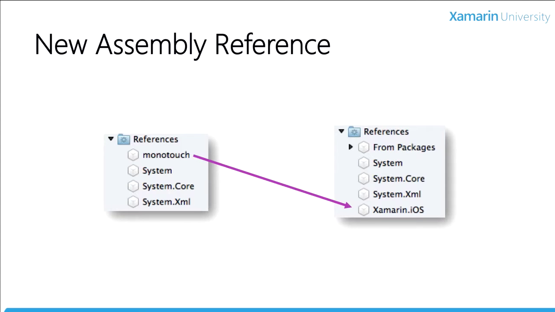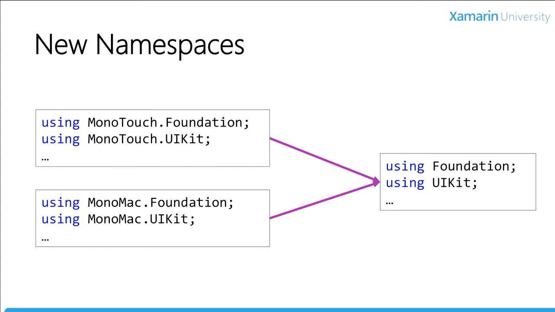At its core, migrating to the new Unified API involves removing the reference to MonoTouch and adding a reference to the new Xamarin.iOS assembly. As the iOS and Mac products merge, so too do their respective namespaces. Instead of having a monotouch.foundation in iOS and a monomac.foundation for the Mac, we now simply import the foundation namespace for both frameworks. All of the respective monotouch and monomac namespaces have been similarly merged as well.